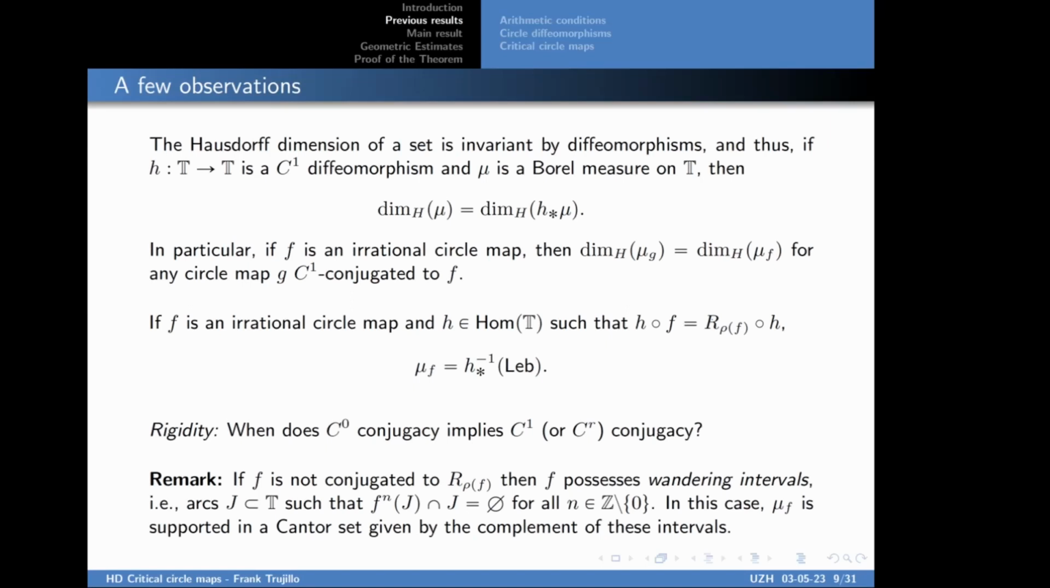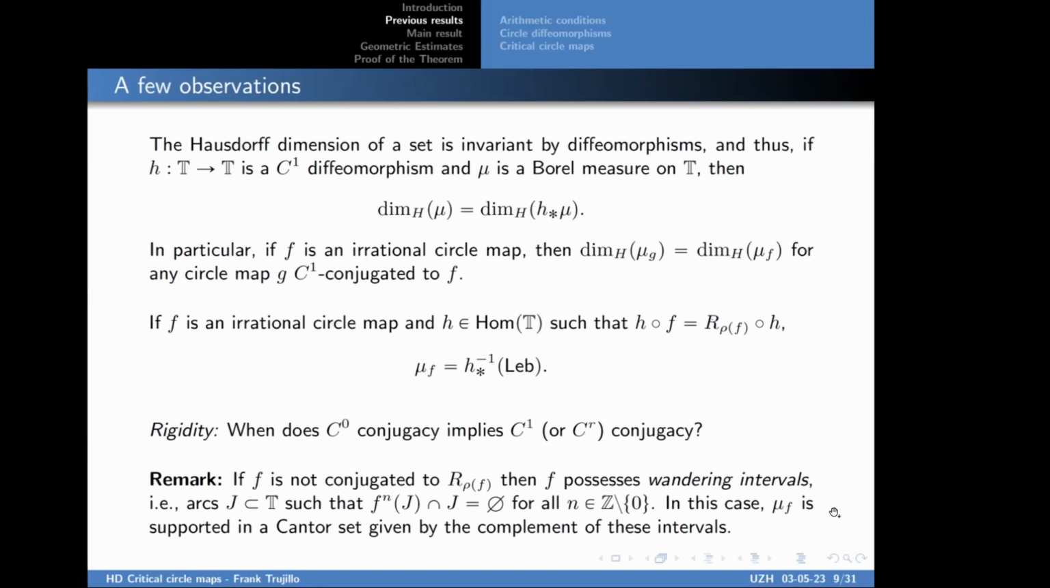This is somehow a different setting, because if you want to estimate the Hausdorff dimension of your set, you need to work with the wandering intervals, look at the complement, and try to control the size of these wandering intervals. But this is not what I want to do today. I will always assume that I'm conjugated to my rotation, so my measure is supported everywhere on the circle, but still this measure is singular with respect to Lebesgue. And I will try to understand how small this full measure set can be.